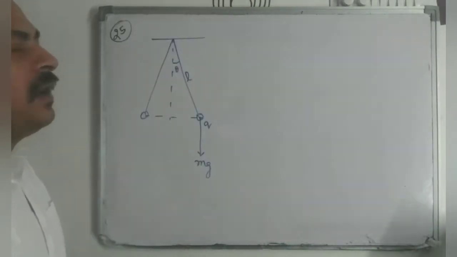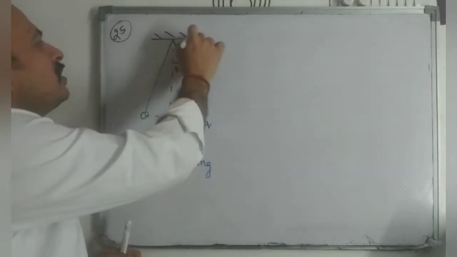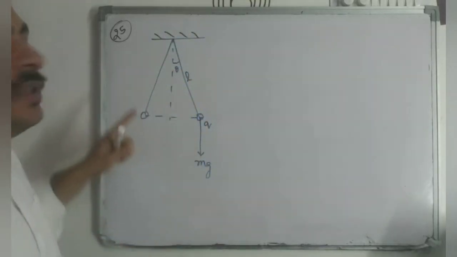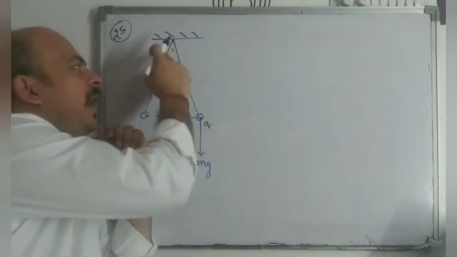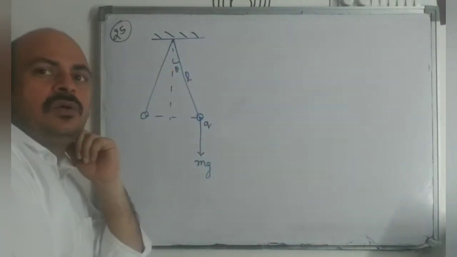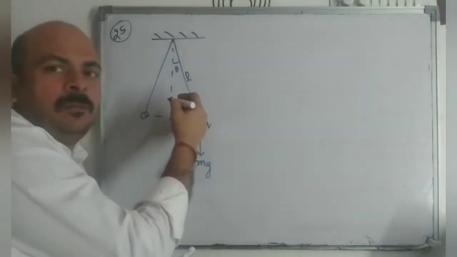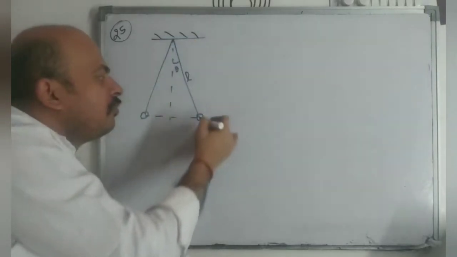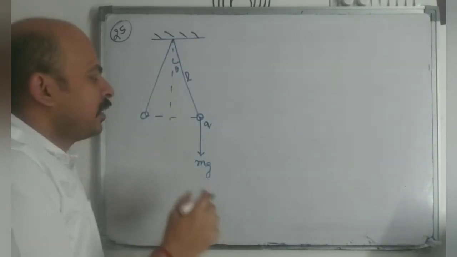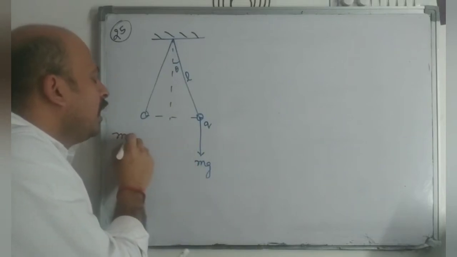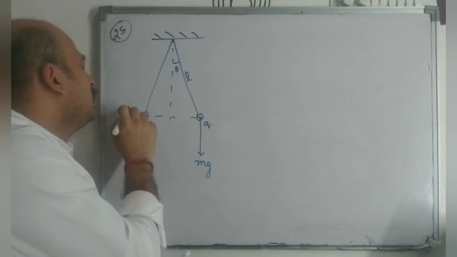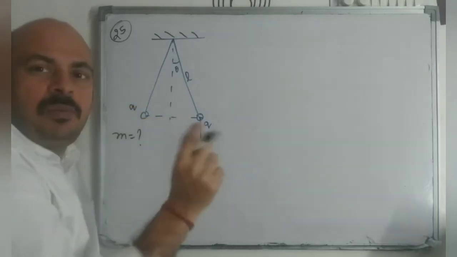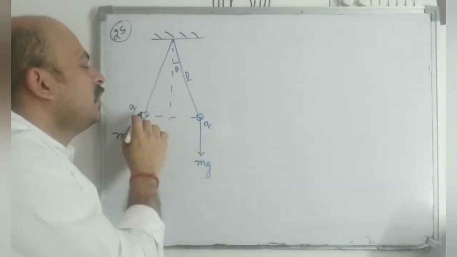Question number 25. Two balls are suspended with two threads from a common point as shown in the figure. The angle between the two threads is equal to 2 theta. Now from the vertical, the angle of each thread will be theta. So you have to calculate the mass in that case. How will you calculate? Both the particles have the same charge.